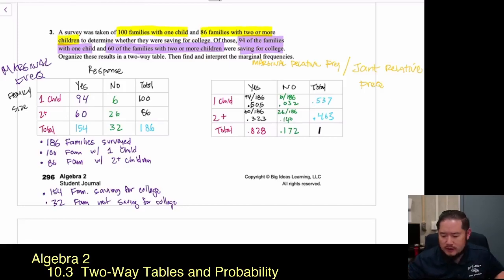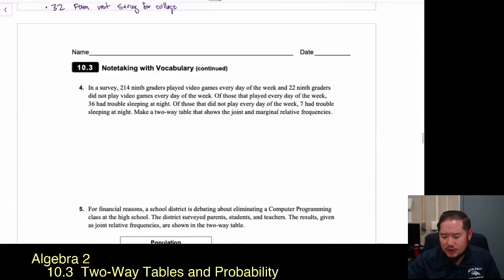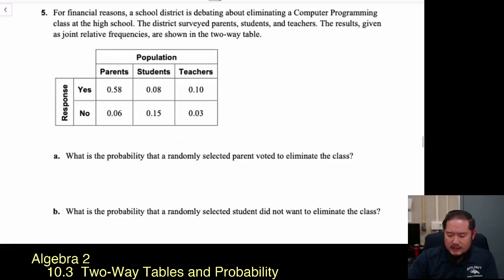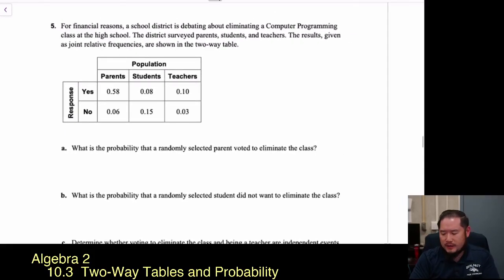All right. Now let's go ahead and go to our last problem and take a look at number 5. They're going to ask us to find the probability of certain things. It says, for financial reasons, a school district is debating about eliminating a computer programming class at the high school. The district surveyed parents, students, and teachers. The results, given as joint relative frequencies, are shown in the two-way table.